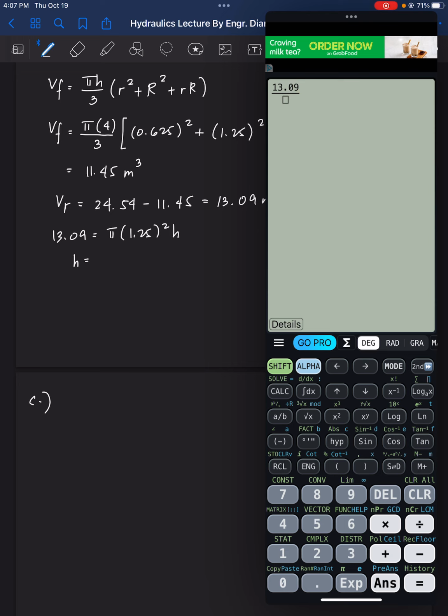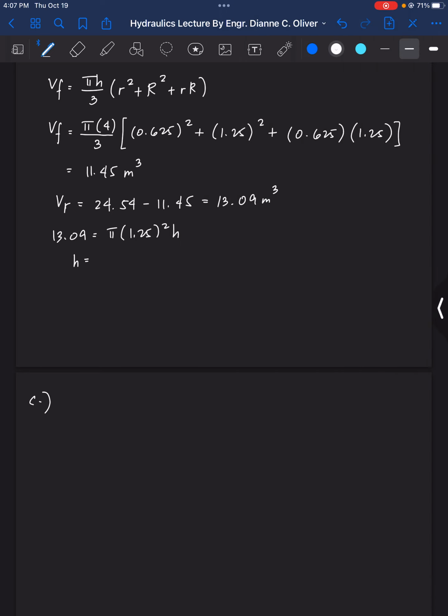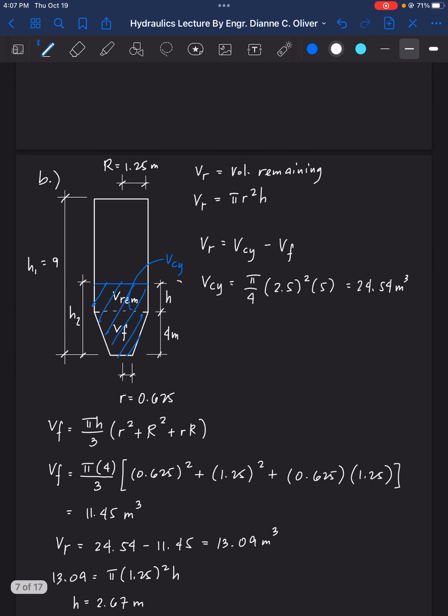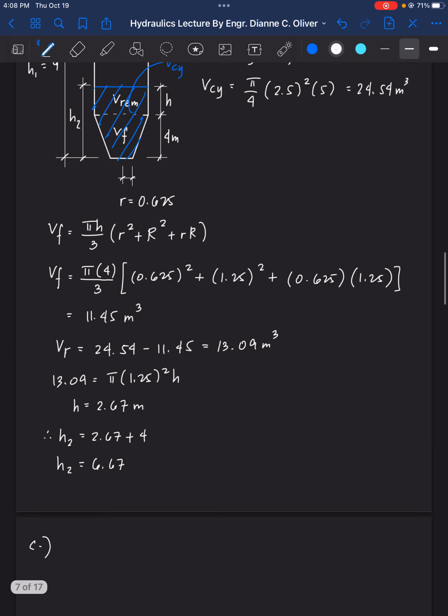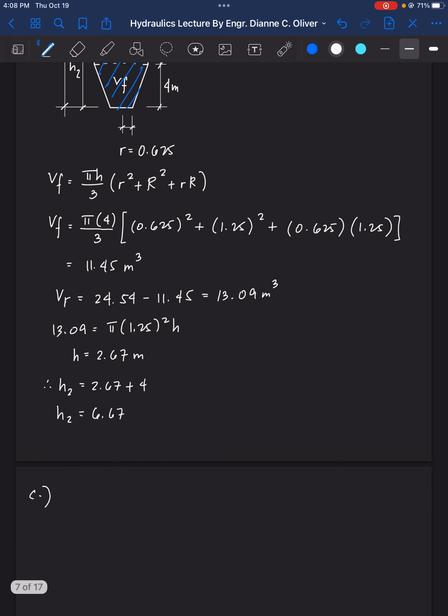13.09 shift pi times 1.25 squared. So 2.67. H is 2.67. Therefore, we now have the value for H2, the level of water at this point. We now have our H2. So therefore, H2 is equal to 2.67 plus 4. H2 is equal to 6.67. We can now solve for the time to remove the water at the frustum of the cone.